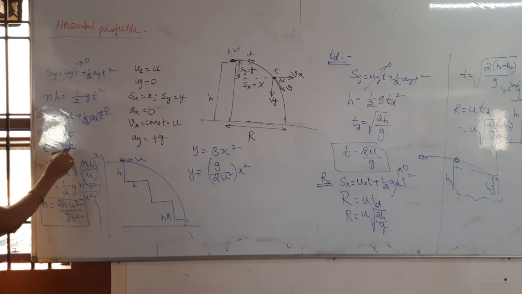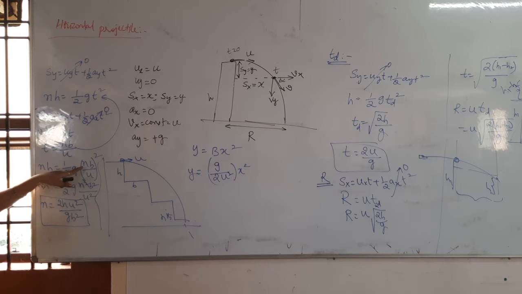This t value you substitute in this equation. Then from that you have to find the n value, the number of steps. So n is equal to 2hu square by gb square. Understand it clearly? Yes, copy that.